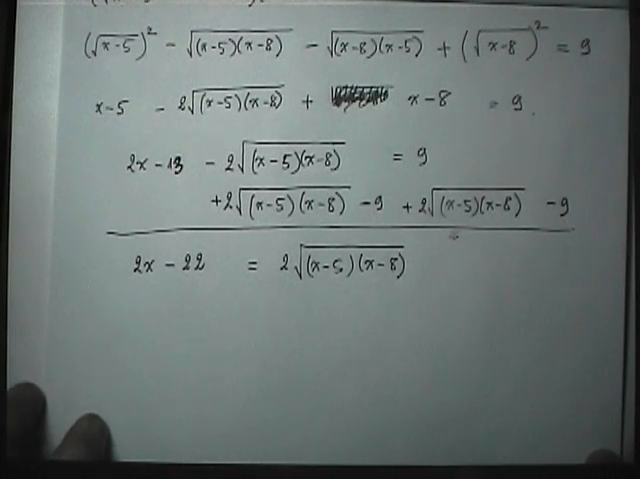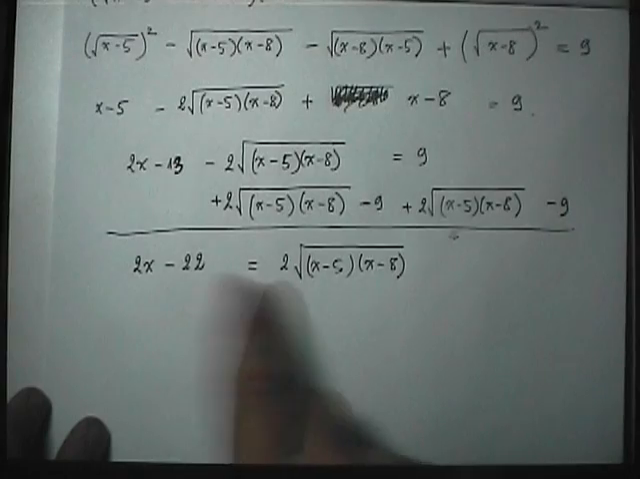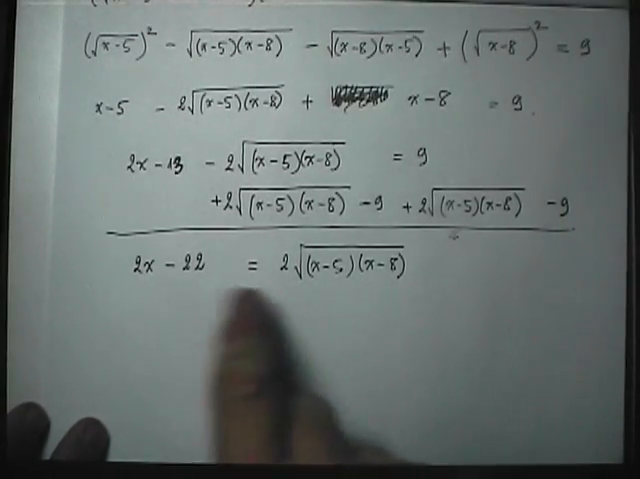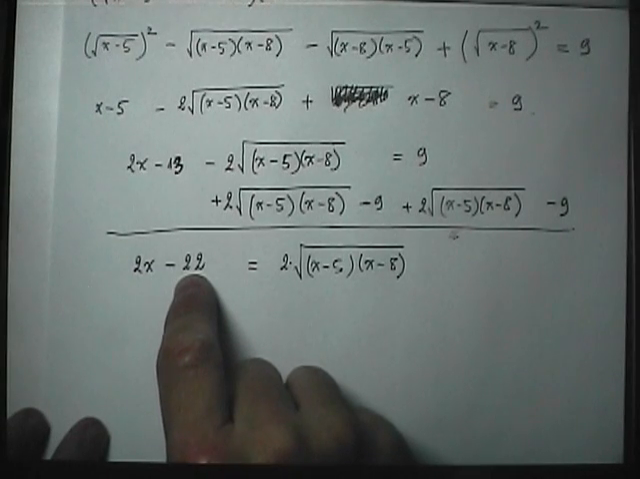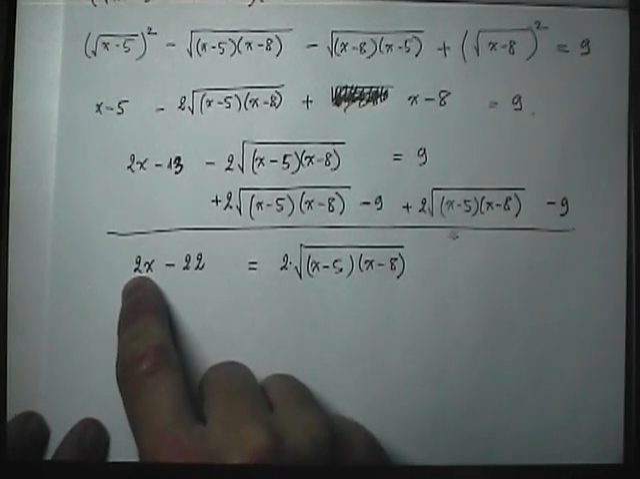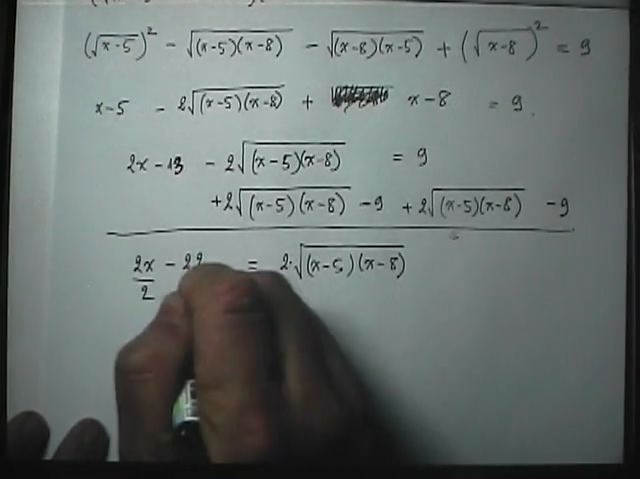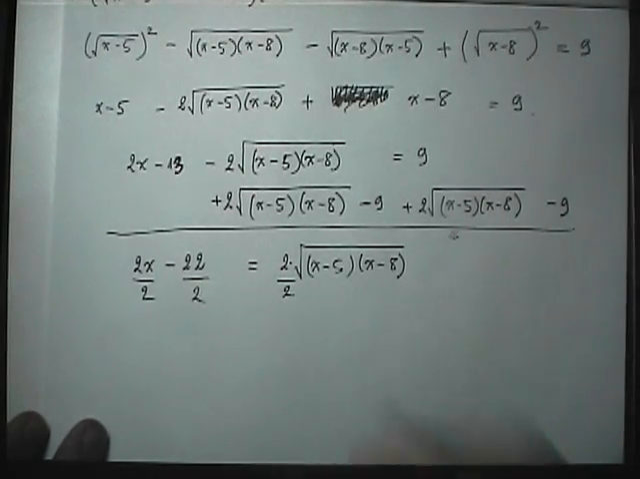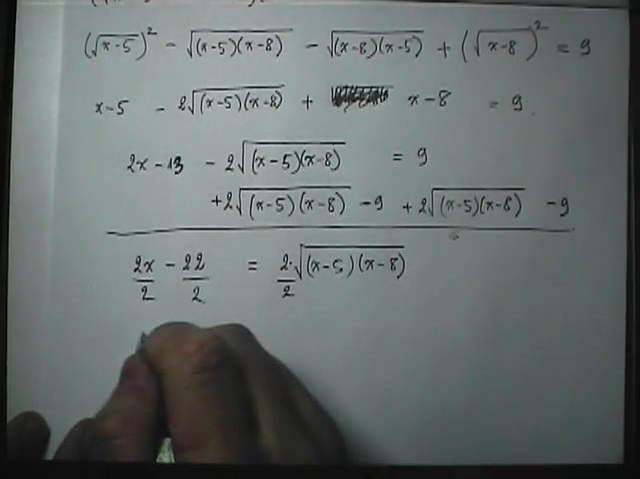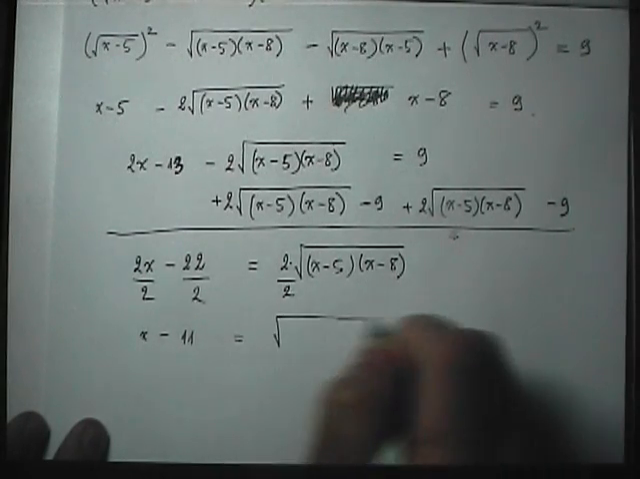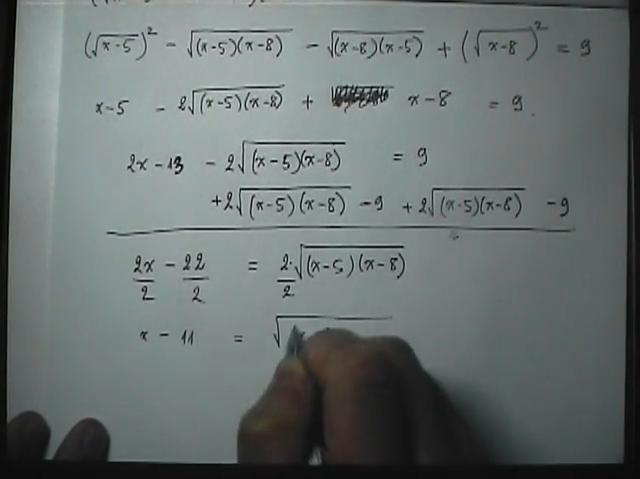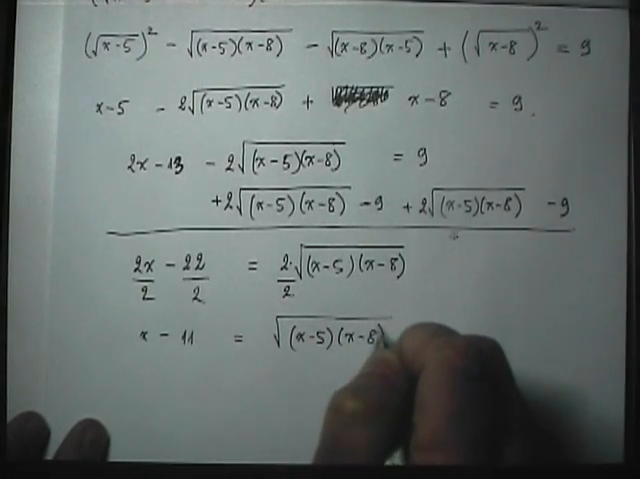So now my equation at this point is much cleaner already. What you can see is you have a common factor of 2 throughout. 22 contains a factor of 2, 2x contains a factor of 2. So we can divide both sides by 2, divide through all the terms by a factor of 2. So that leaves me x minus 11 equals square root of x minus 5 times x minus 8.